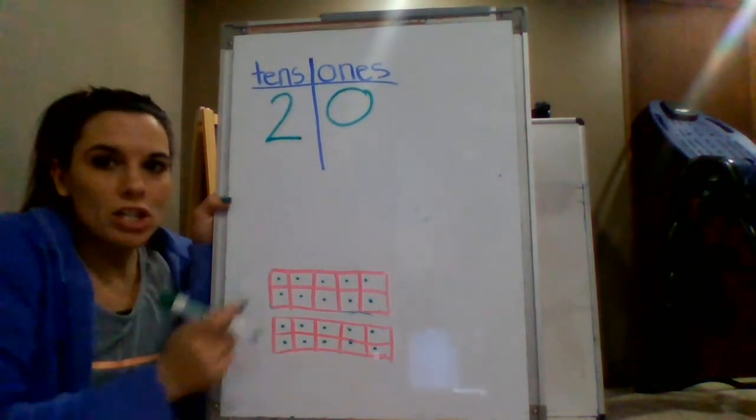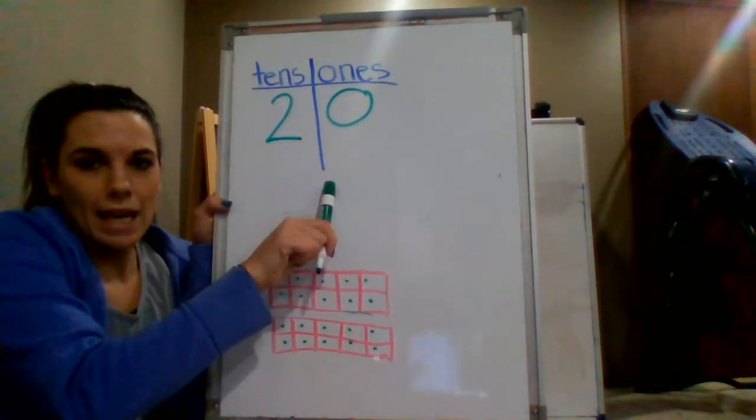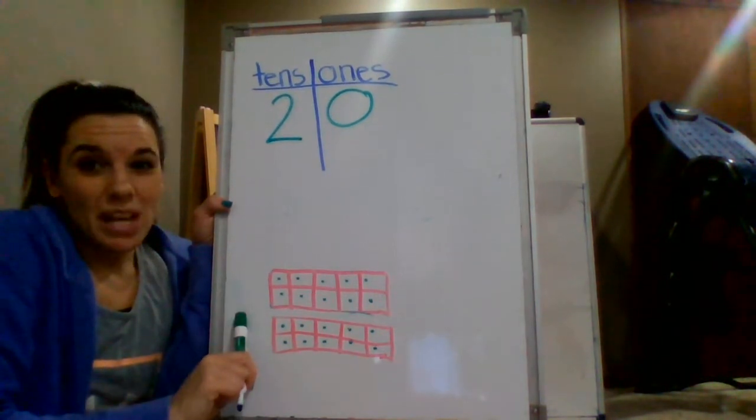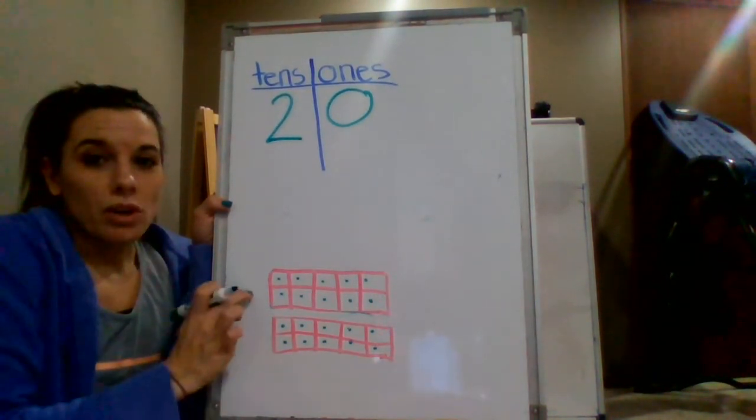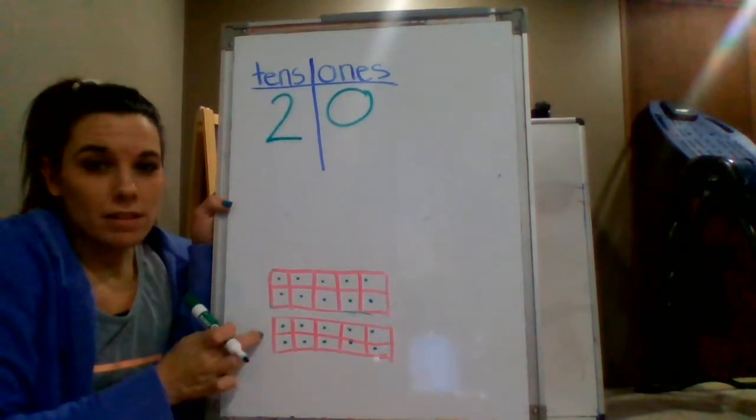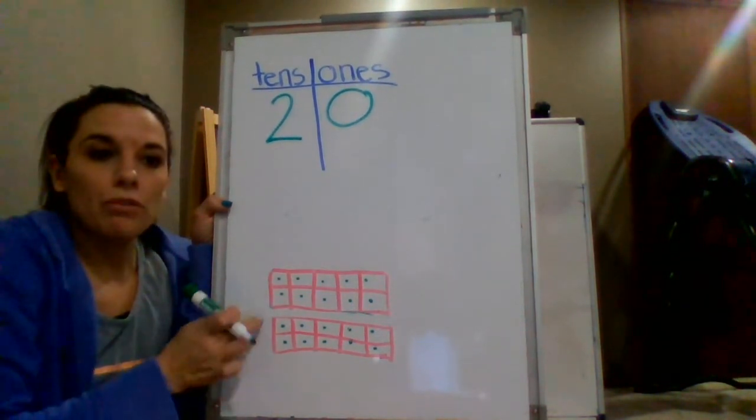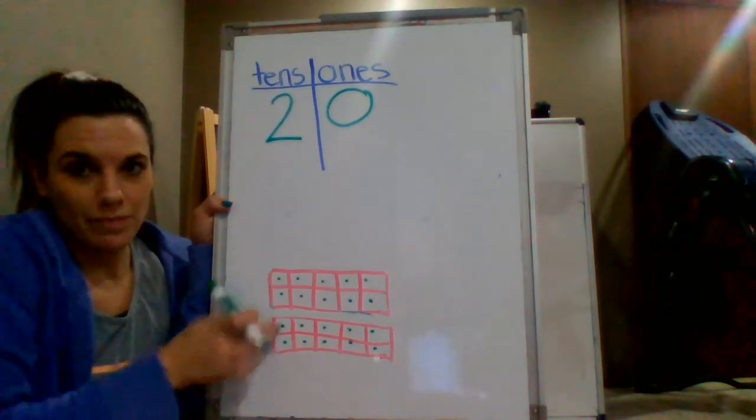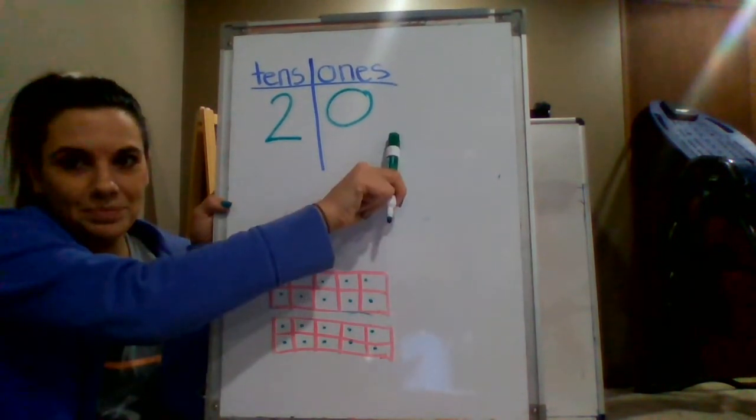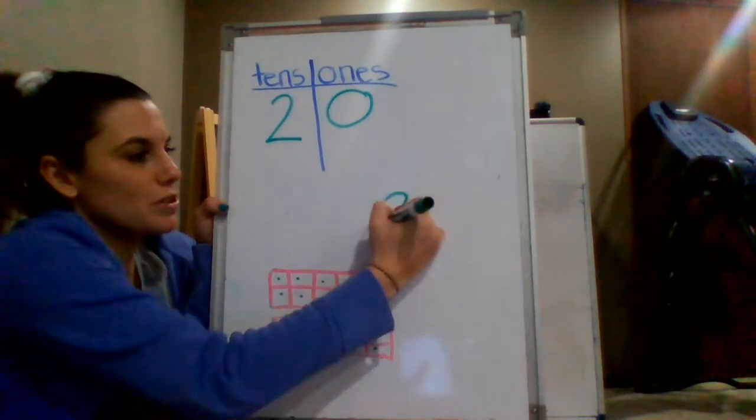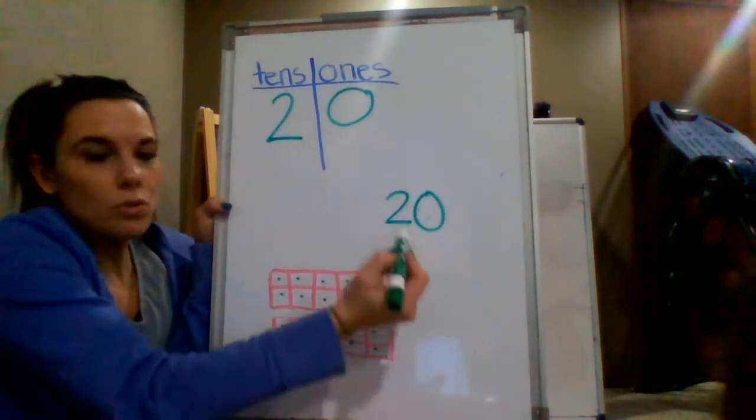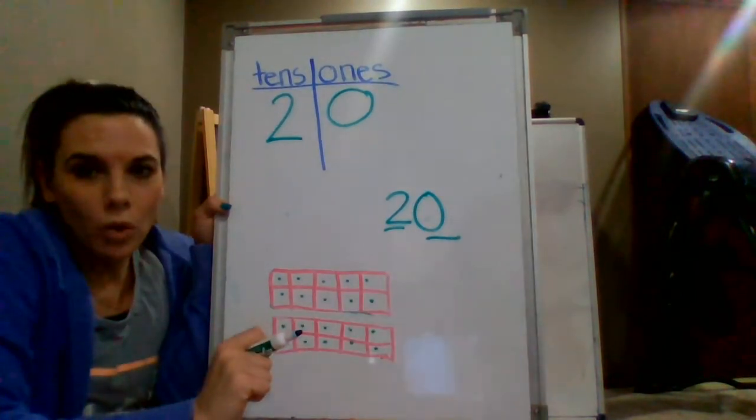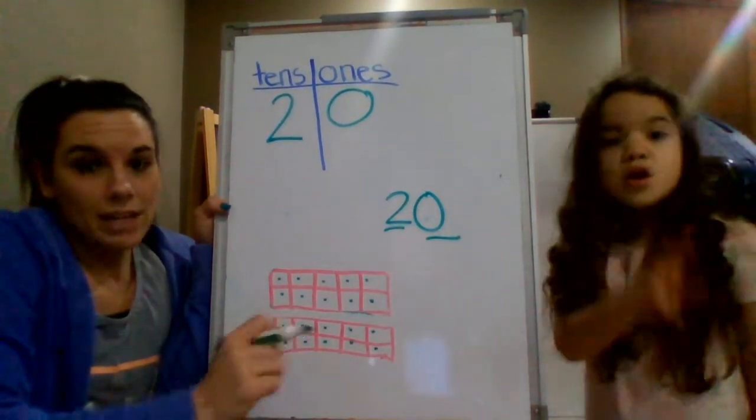So if I don't know this number just by looking at it, remember how we've been counting by tens? I can use that strategy to help me. So if this is a group of 10 and this is a group of 10 and they're both filled, I'm going to count by tens. 10, 20. Is this the number 20? It is the number 20. So the number 20 is made up of two groups of 10 and no ones. Let's try a different number.